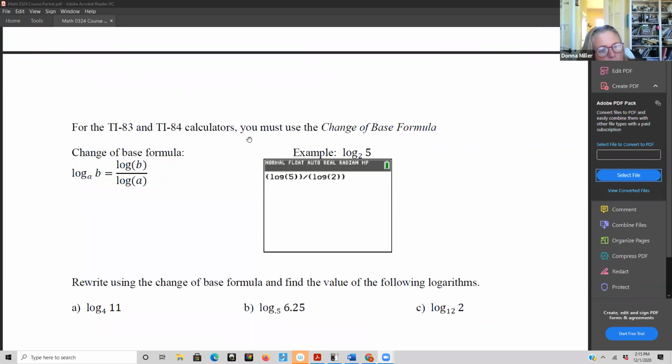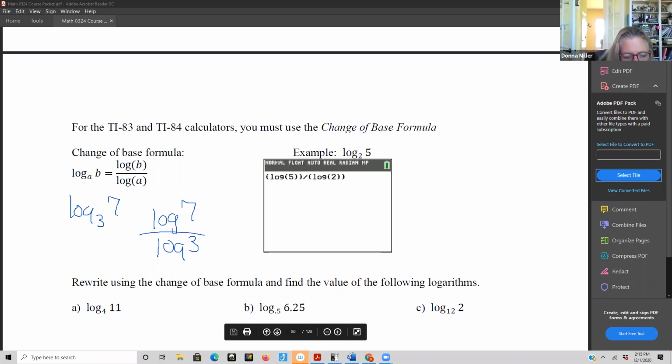If you do not have a TI-84 or an Inspire, you have to do the change of base formula. So if you have an old 83 or something, you're going to have to do the change of base formula. So let me rehash this. If I want to take the log base 3 of 7, I can plug it in my calculator on an 84. On an 83, I just take the log of the big number over the log of the little number, and I just plug it in.